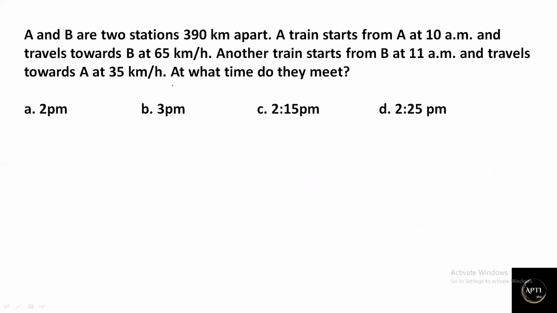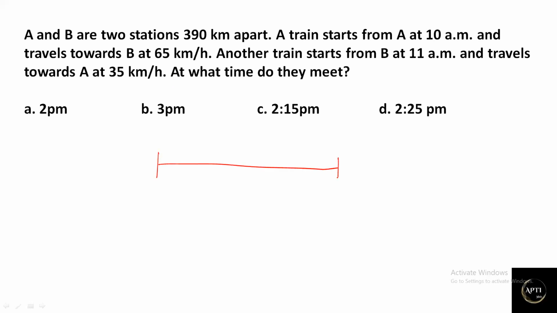Next question. A and B are two stations 390 kilometers apart. A train starts from A at 10 a.m. and travels towards B at 65 kilometers per hour. Another train starts from B at 11 a.m. and travels towards A at 35 kilometers per hour. At what time do they meet? It's almost similar to the previous question, but the only point where it differs is the starting time. The two trains are not starting at the same time, right? Remaining everything is the same.